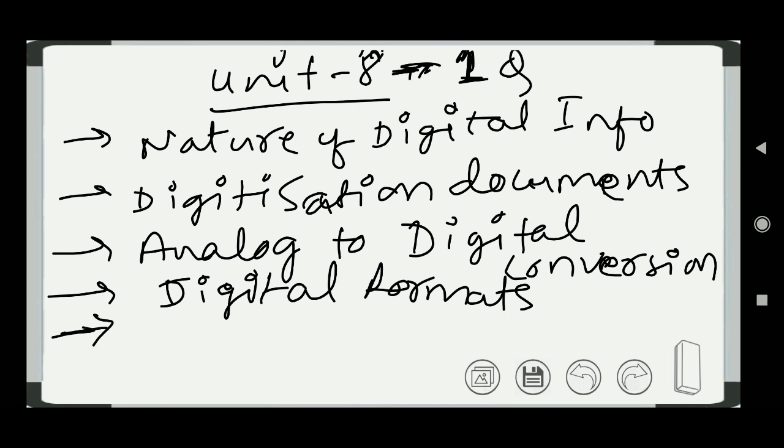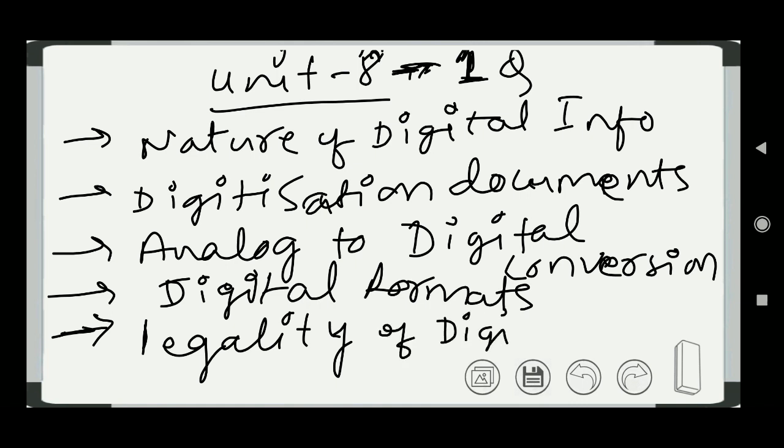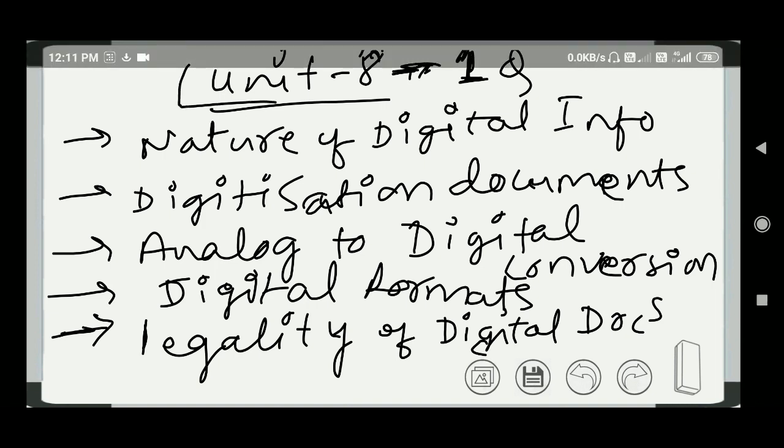So next, legality of digital documents. Two times this question was asked, legality of digital documents. So legality of digital documents, this question was repeated. So these are the important questions under unit 8, so be prepared.